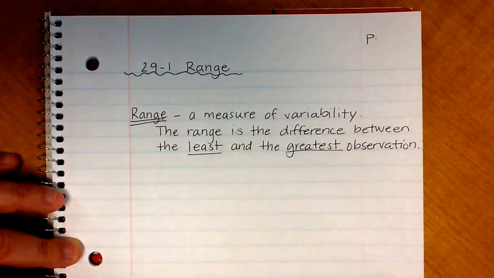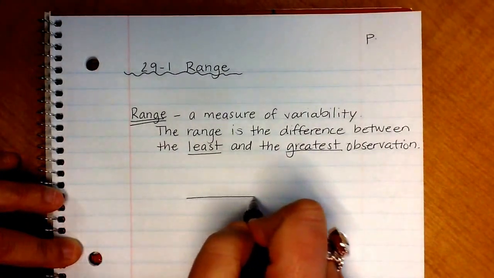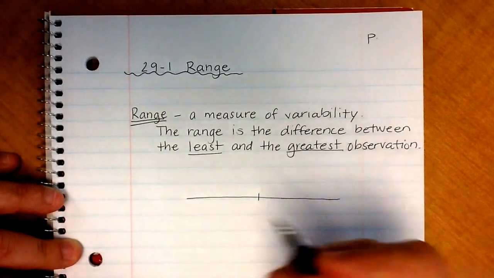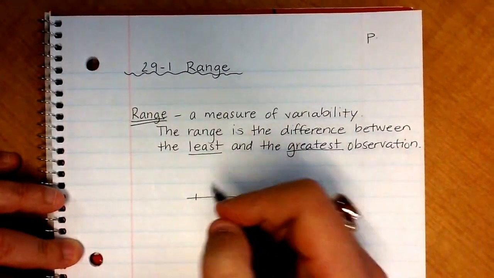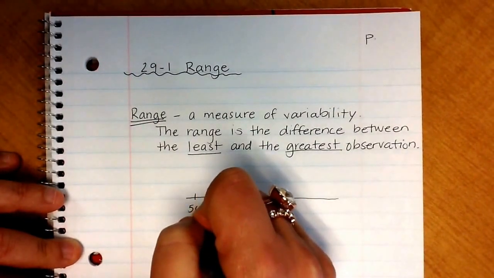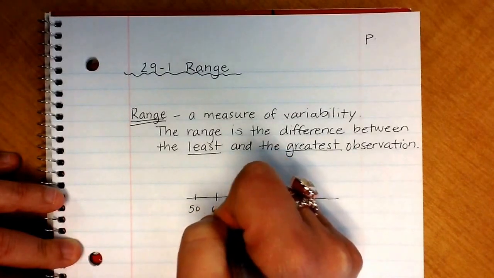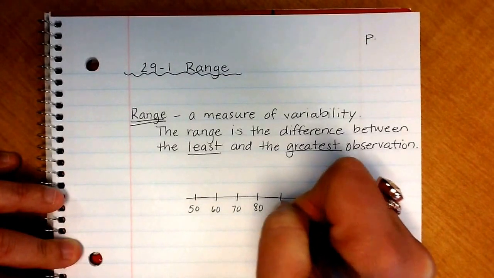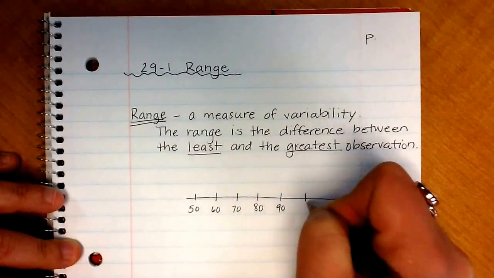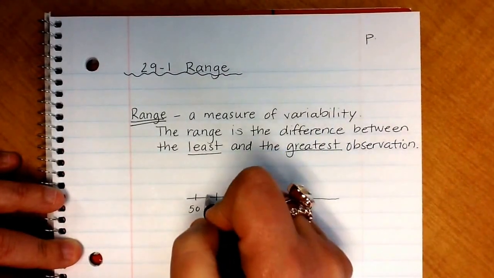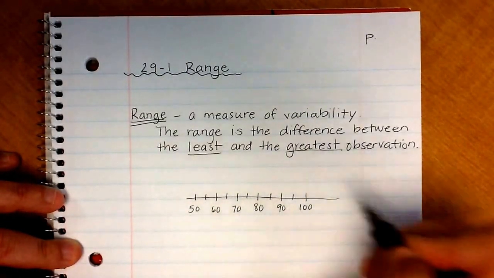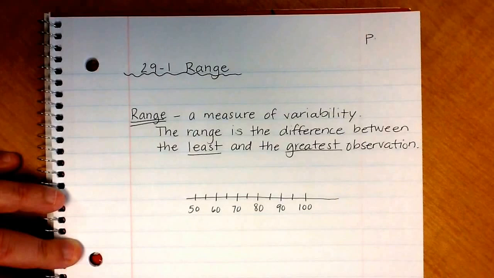Okay, so let's say you have some data. Go ahead and draw a line. And let's say we're going to make this by tens. So let's do it 60, 70, 80, 90, 100. And I'm going to put lines in for each 5 intervals.